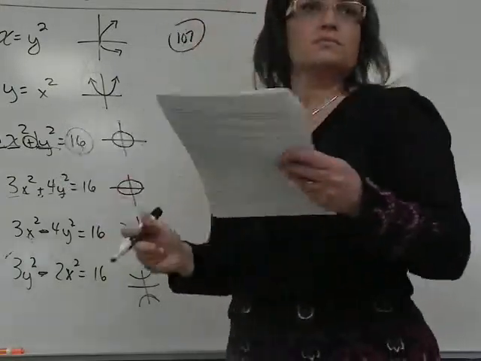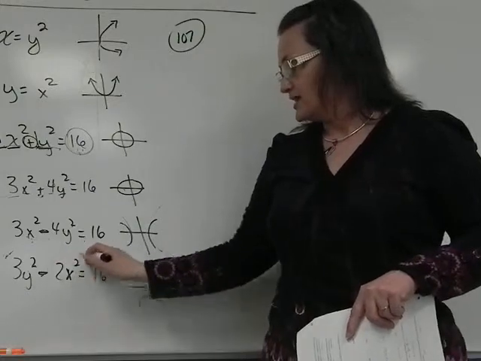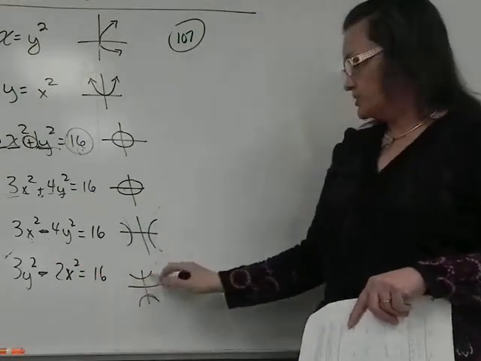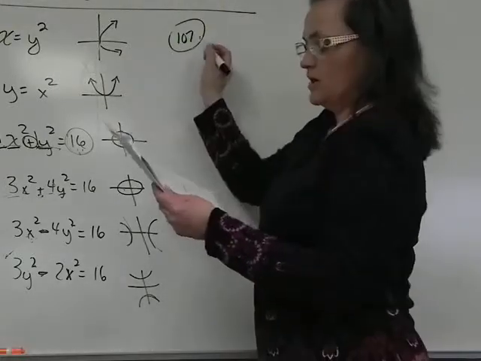Okay, what did you say on the last one? If the y squared is the positive part minus the x squared, then it opens up and down. The hyperbola curves go up and down. Okay, 107.